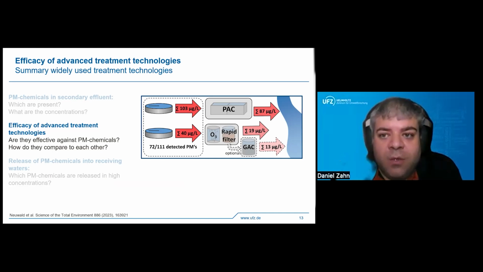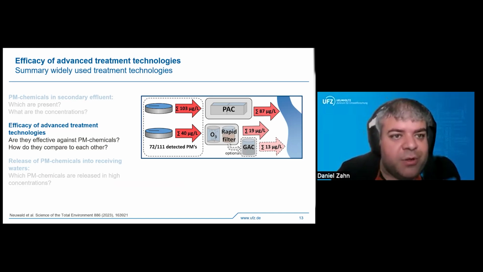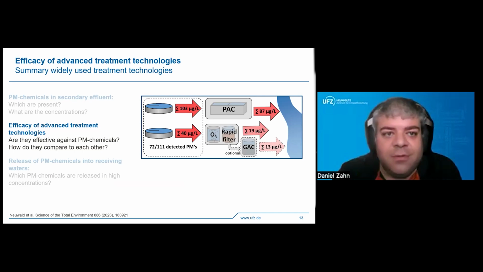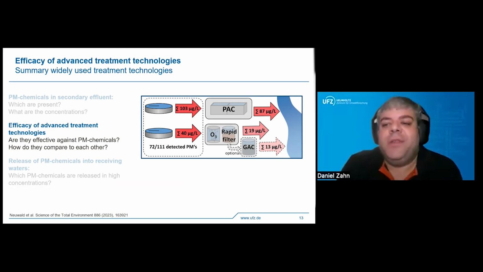We see, oh, now I can't see my screen anymore, which is a bit annoying. I did something wrong. Okay, I can see my screen again.